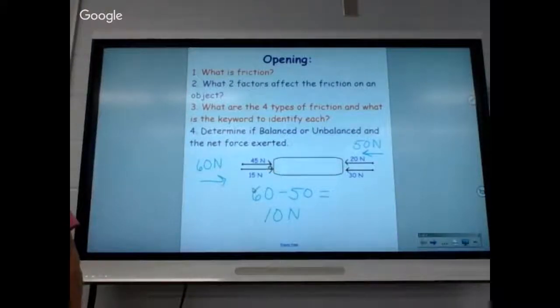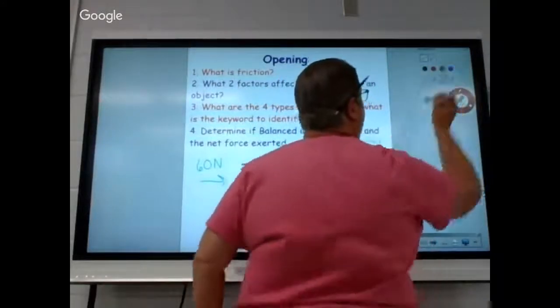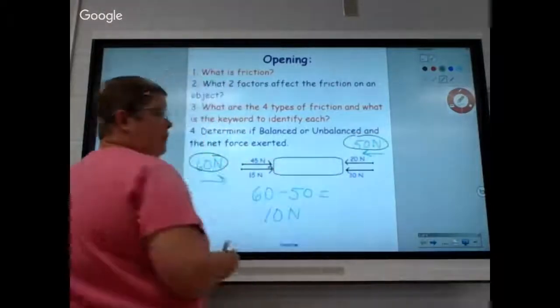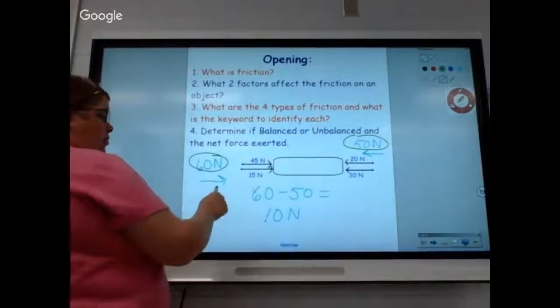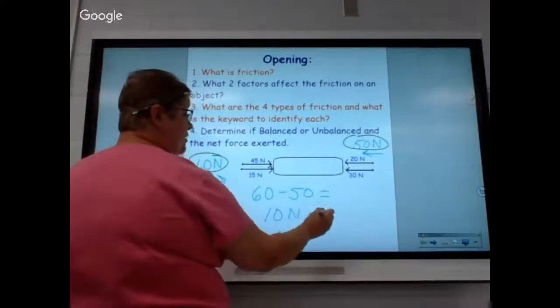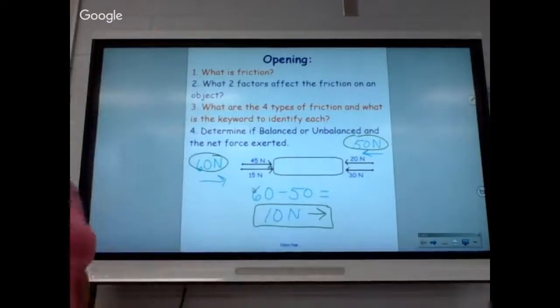No. You're not. You have to tell me the direction because these 2 numbers are not equal. You have a direction to give. Which direction is bigger, to the right or to the left? So you need to put 10 newtons and you need to make sure you show me that it's going to the right. Now, if it had turned out to be 0 newtons, would you need to tell me a direction? No, you would not need an arrow.